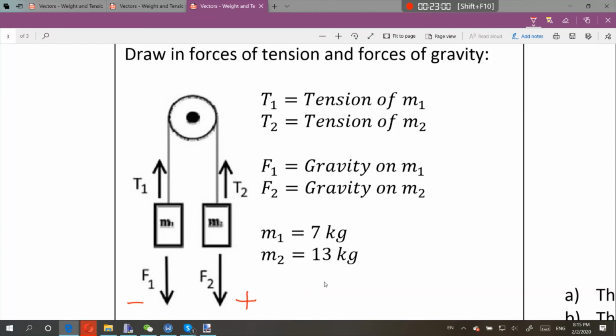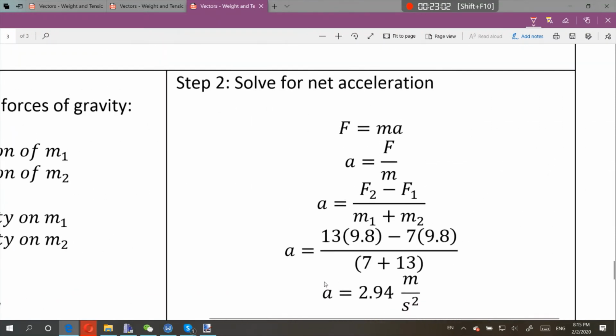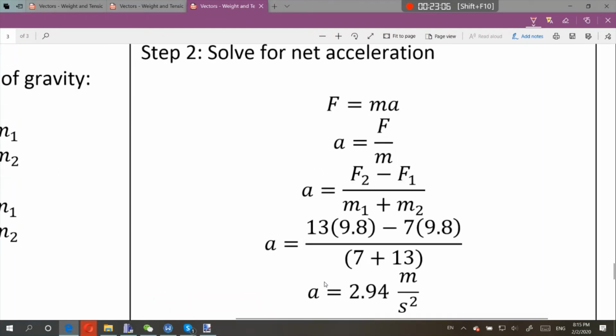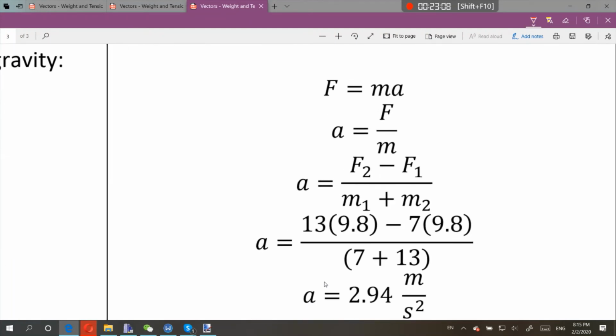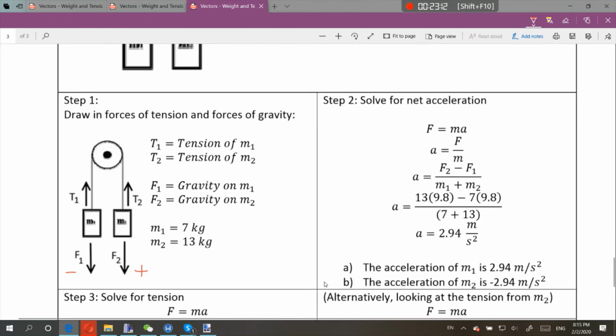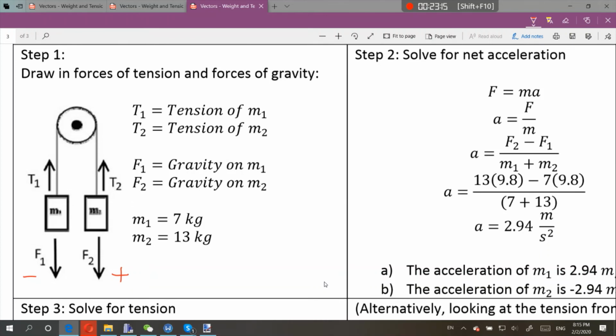However, my total force is going to depend on both of those. Zoom out for this. My total force is going to depend on both of those forces of gravity acting on those masses. So I've got this force of gravity, force 2, is larger than this force of gravity, force 1. So my total net force is going to be my force 2 minus force 1.